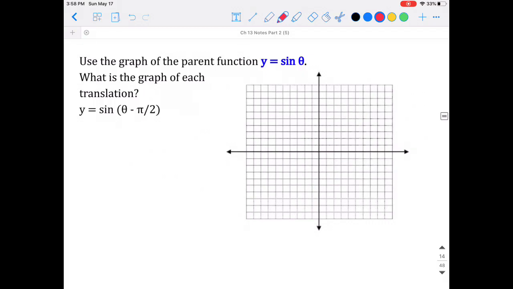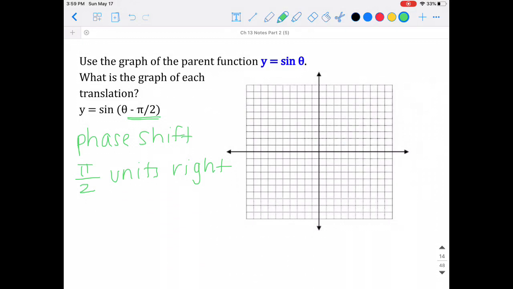Another example with graphing, use the graph of the parent function y equals sine of theta. What is the graph of each translation? So now we have y equals sine of theta minus pi over 2, and the translation that's happening here is a phase shift of pi over 2 units to the right. So minus pi over 2 tells us that we're shifting pi over 2 units to the right.